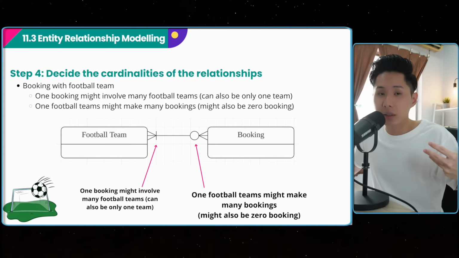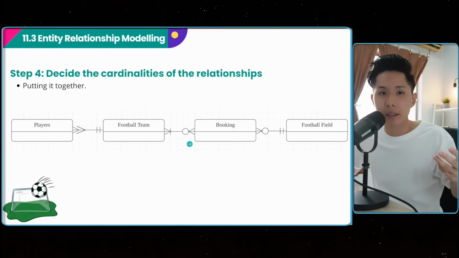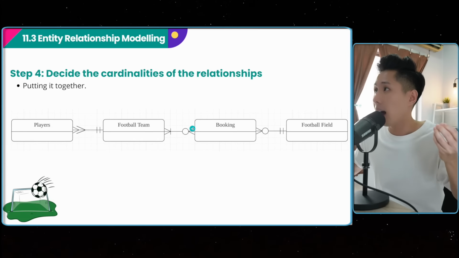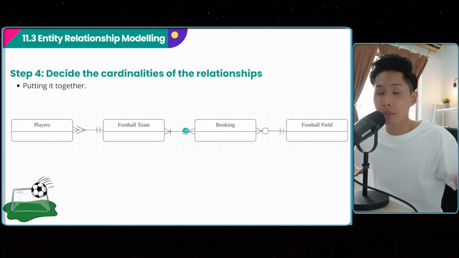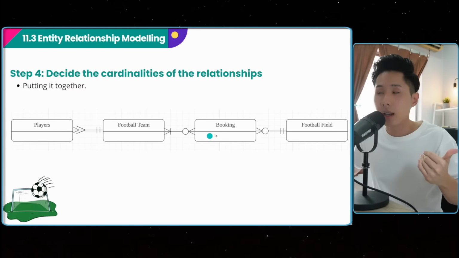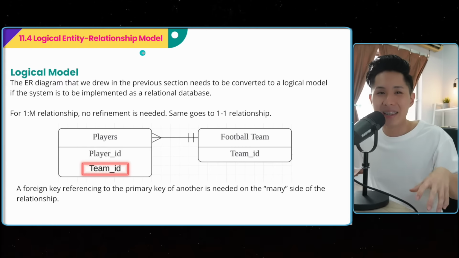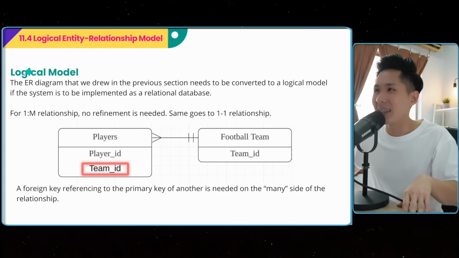Once we have settled all the individual diagrams, we can just put them together. And here you go. We have our entity relationship modeling. And that is just the first step of creating a database. The second step is to create a logical entity relationship model, meaning I just add "logical" in front of it.